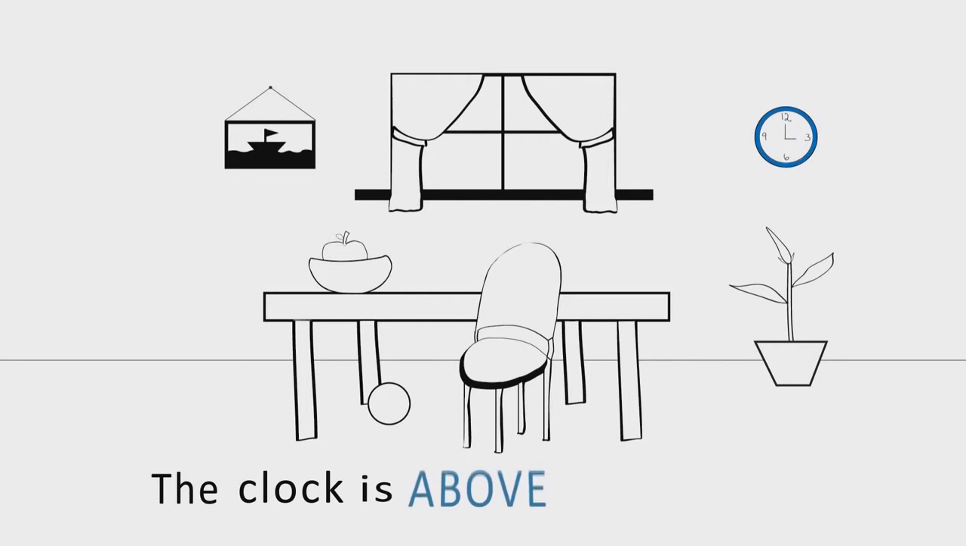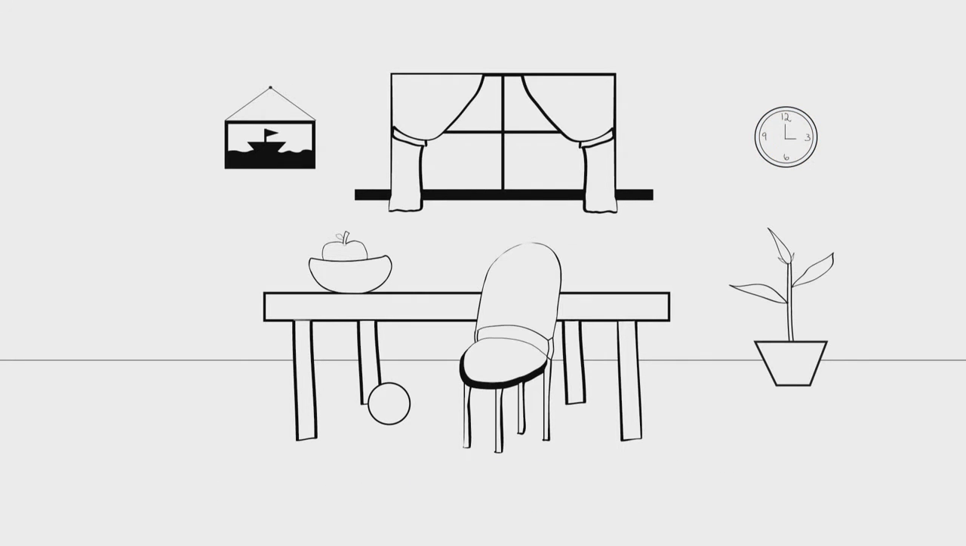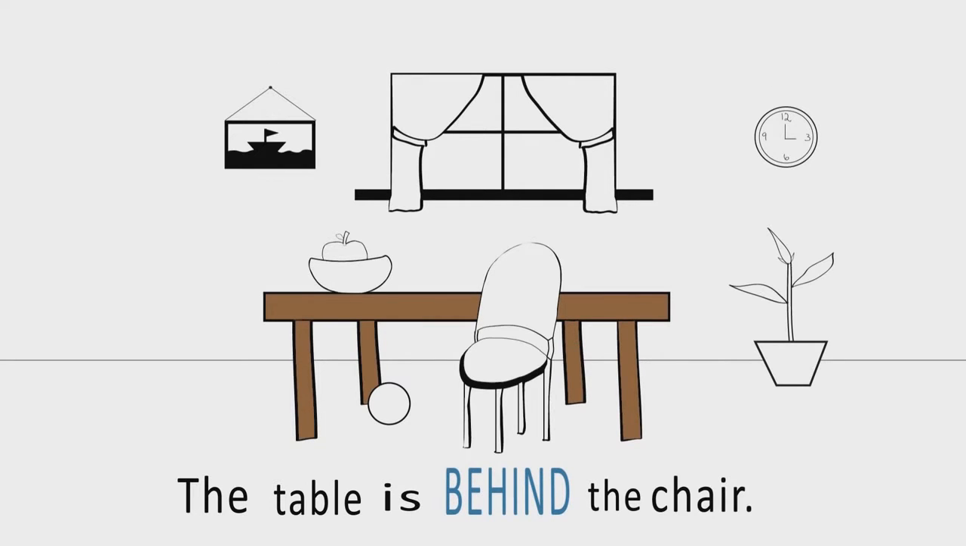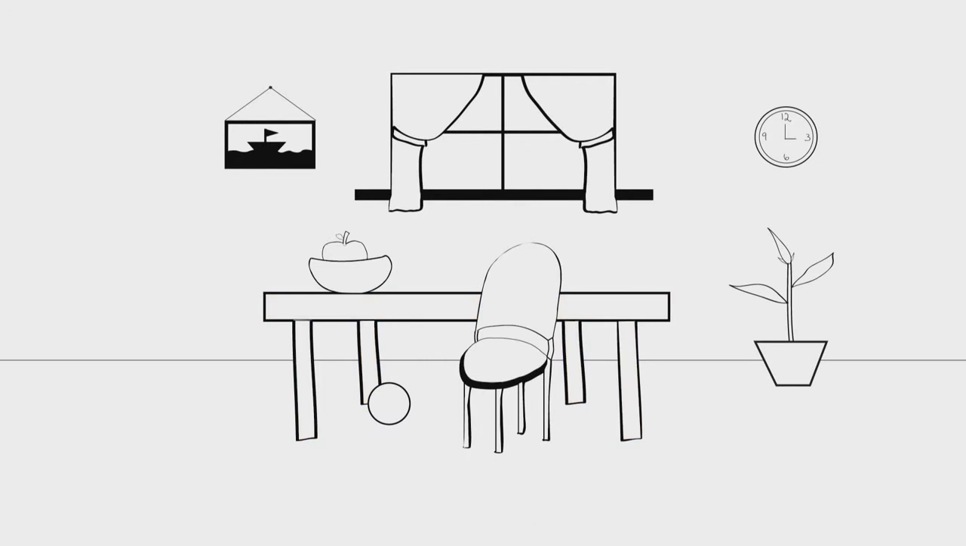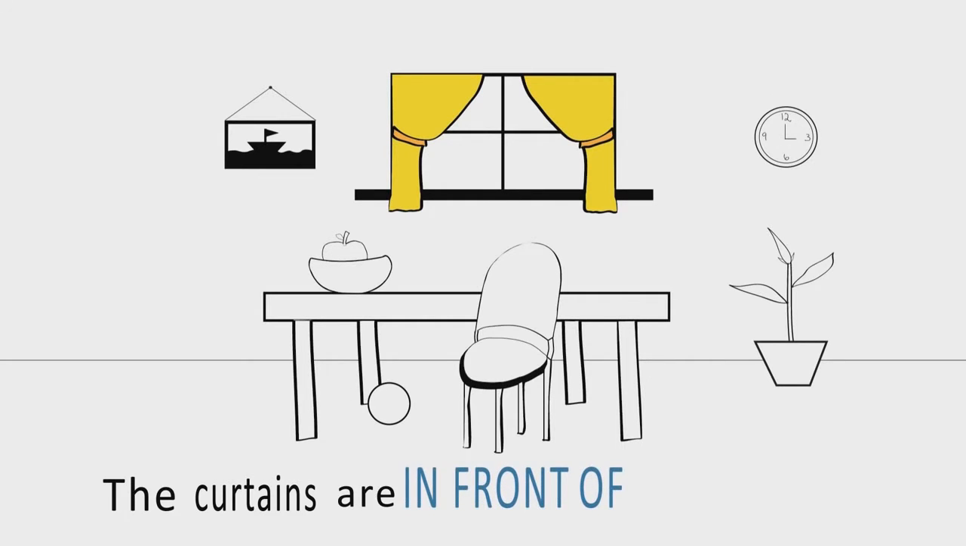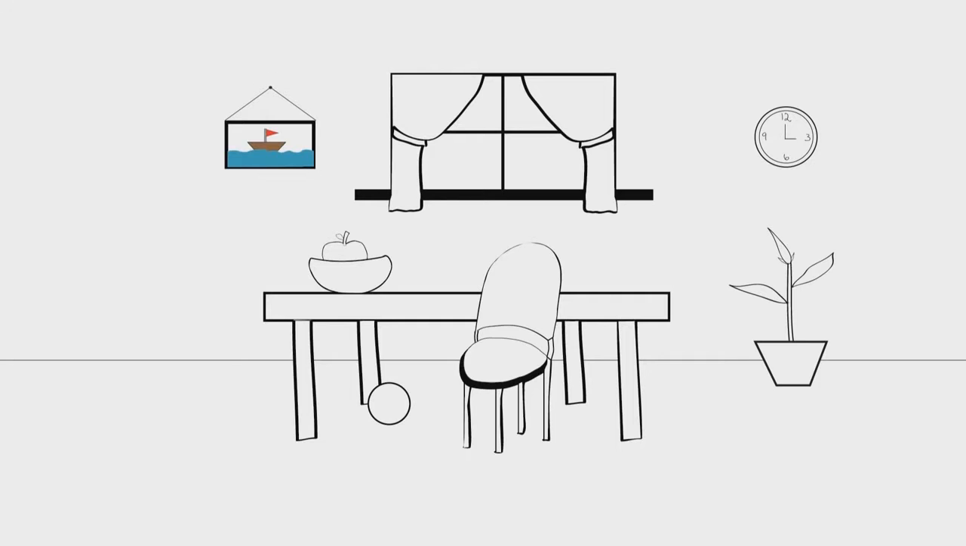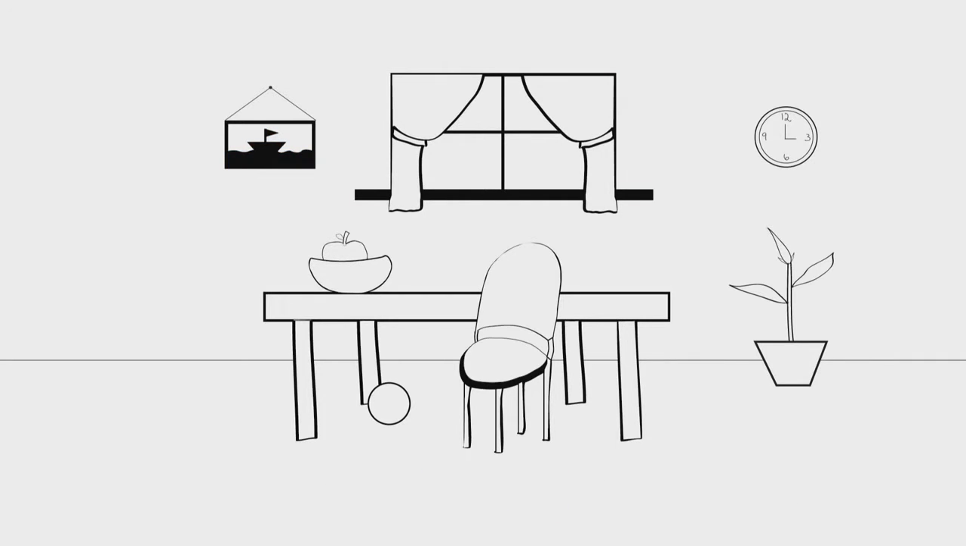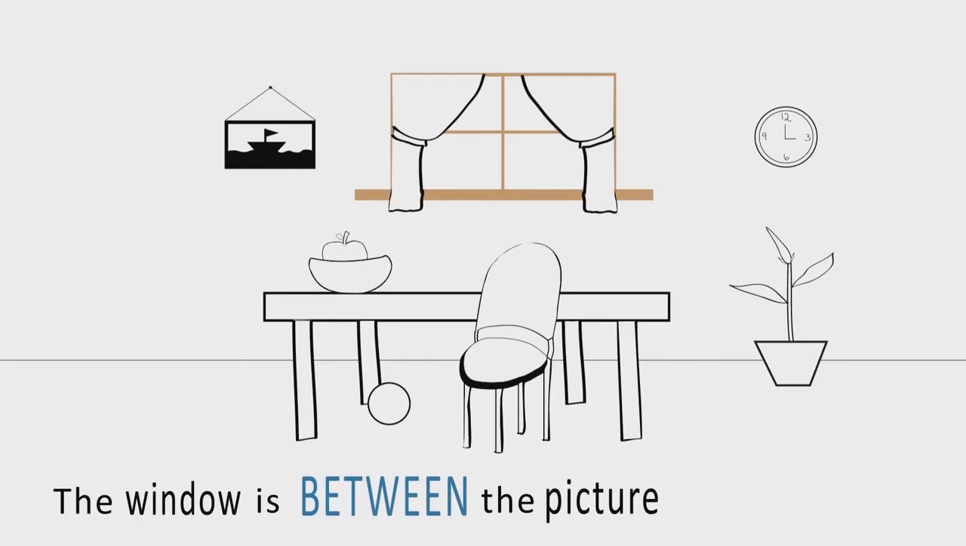The clock is above the plant. The table is behind the chair. The curtains are in front of the window. The picture is next to the window. The window is between the picture and the clock.